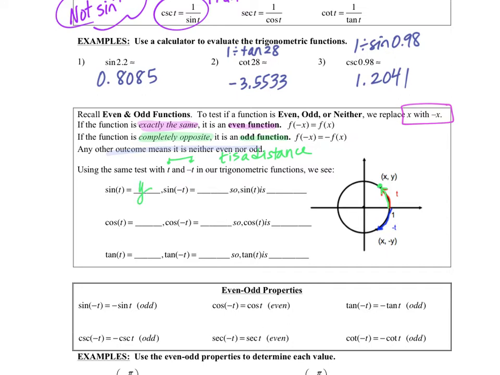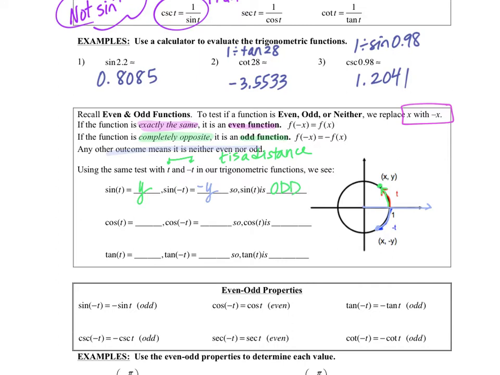So in this case, I'm in quadrant 1, y is positive. If I go a distance of negative t, the only thing that changes, guys, is that I'm going down from my starting point. Okay, I'm going the same distance, I'm just going down. So therefore, I'm in quadrant 4, so the y value this time is negative y. So when I make that a negative t, y becomes negative. That's exactly opposite. Therefore, sine is an odd function.